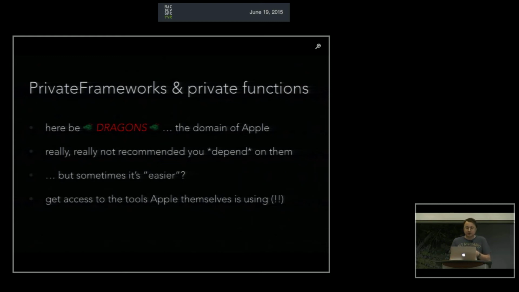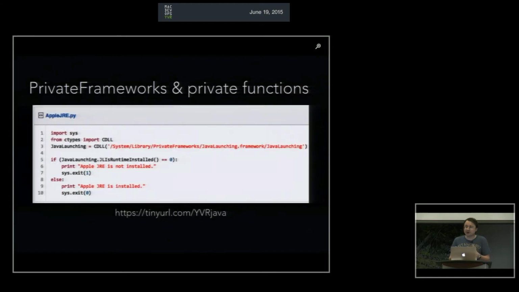An example here, this is kind of a silly, trivial example, but some people who maybe have to deal with Adobe Creative Suite at all and that horrible Apple Java Runtime 6, there's actually an internal private function that is the Apple function for determining if Apple Java is installed. And it's literally JLIsRuntimeInstalled. And it just returns a true or a false.